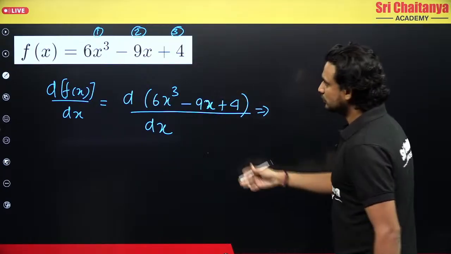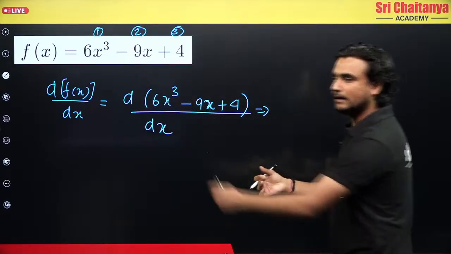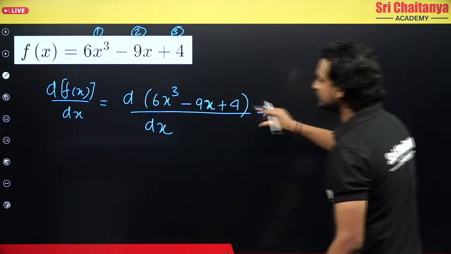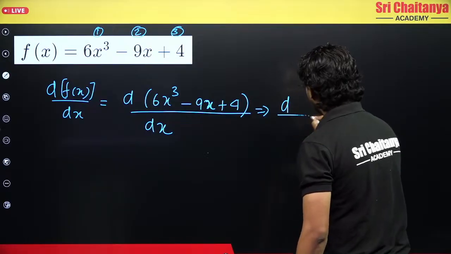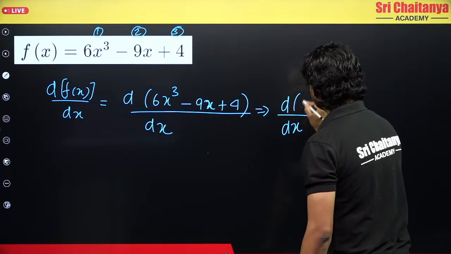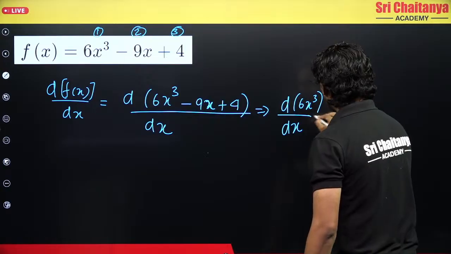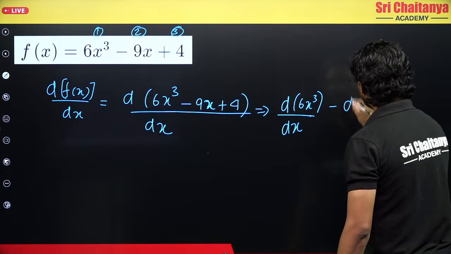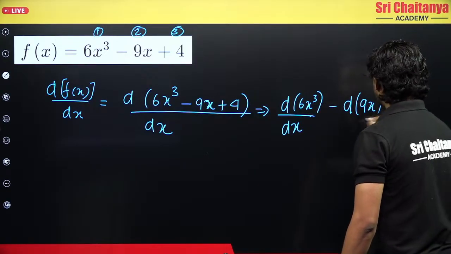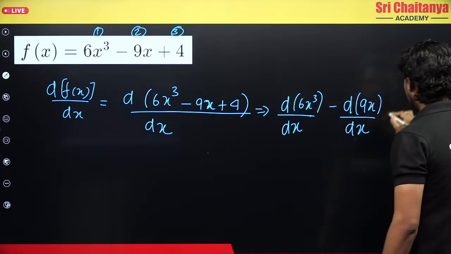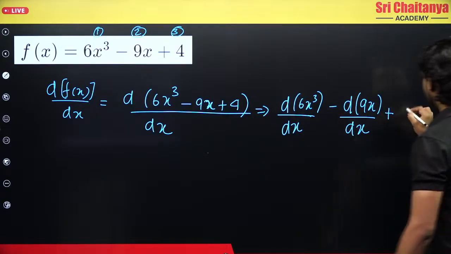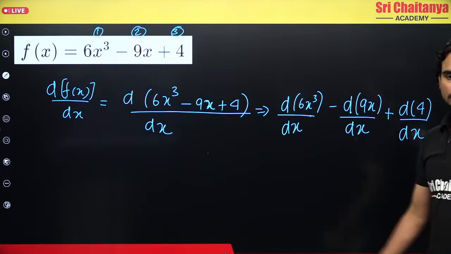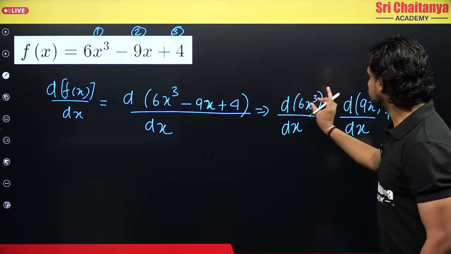So I take each and every term and apply the differentiation on all of them individually. This will become d by dx for 6x cube, then minus 9, differentiation of 9x with respect to x, plus, finally, differentiation of 4 with respect to x. Now, what is the differentiation of 6x cube?